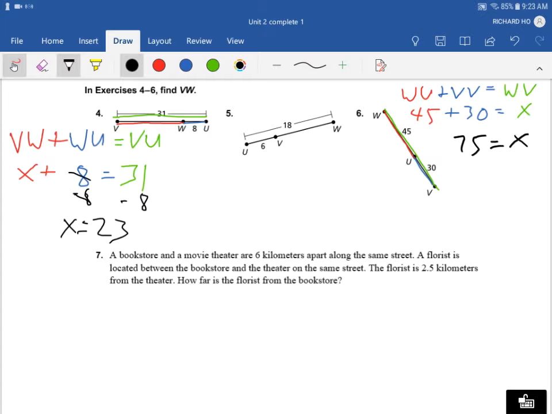Try number 5. If you don't have this paper, you can do it on the paper you picked up today.